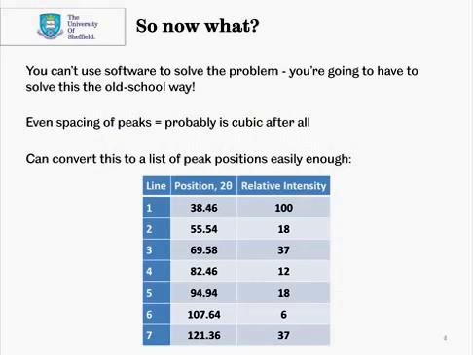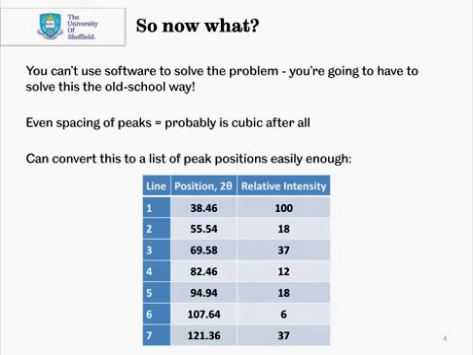Let's imagine that you are not able to use the databases or any specific diffraction software to solve this problem. You're going to have to solve this issue the old-fashioned way. From the diffraction pattern, we can see that the peaks are spaced fairly evenly. This indicates that the sample probably does have cubic symmetry after all. So we can create a peak list quite easily.